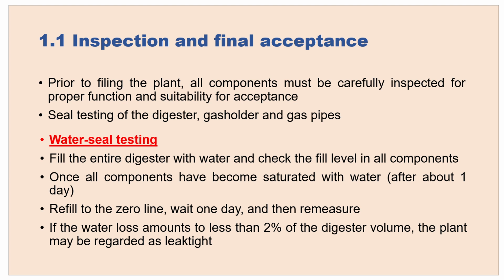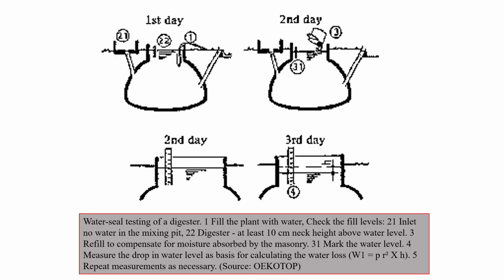Then the next day also we check the water level. If the water loss on the next day is greater than 2 percent of the total digester volume, that means there is some leakage in the system, and we have to find out at what point the leakage is. If the water loss on the next day is less than 2 percent, then we can ensure that the digester is leak tight. This is how the water seal test progresses.